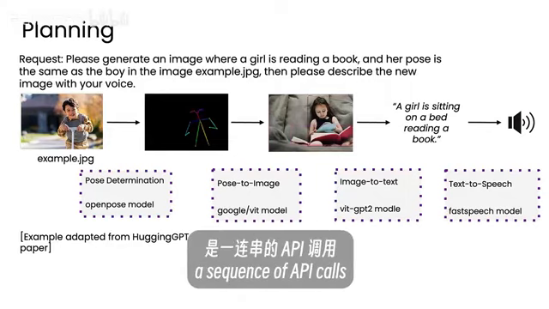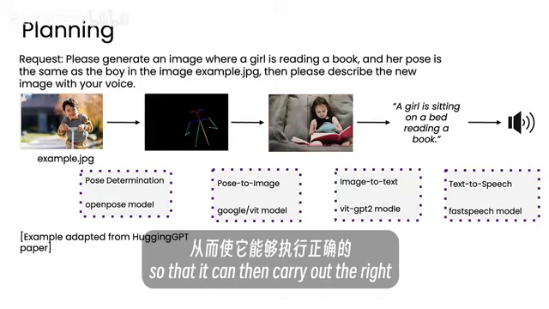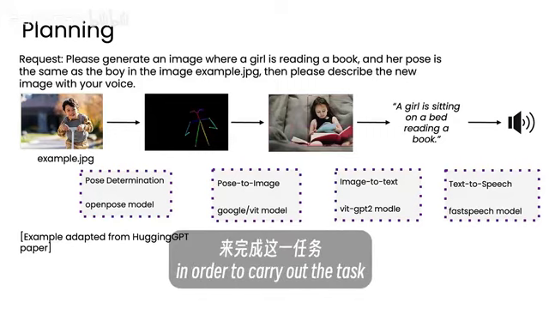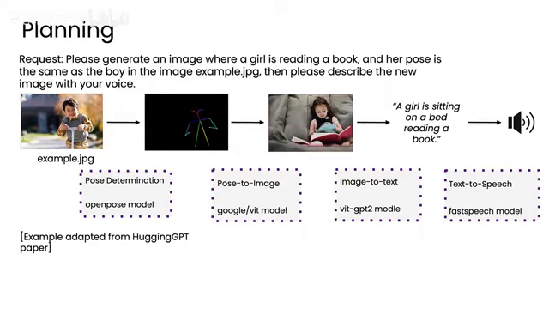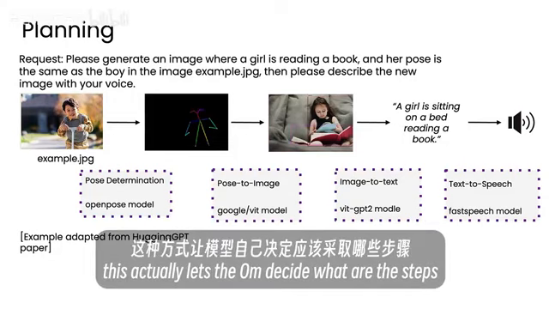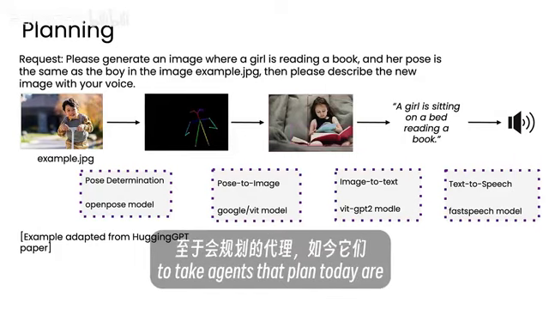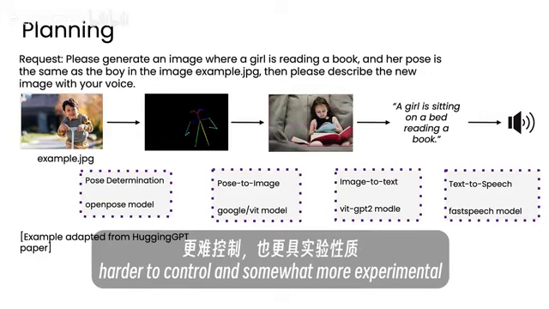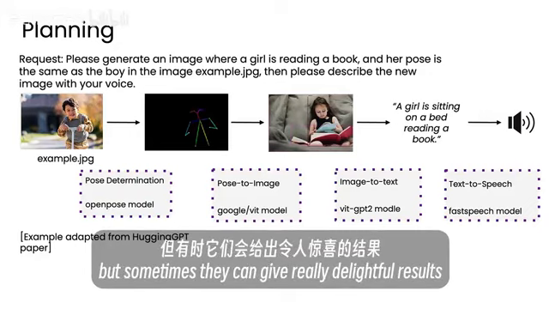In this case, it is a sequence of API calls so that it can then carry out the right sequence of steps in the right order in order to carry out the task. So rather than the developer hard coding the sequence of steps in advance, this actually lets the LLM decide what are the steps to take. Agents that plan today are harder to control and somewhat more experimental, but sometimes it can give really delightful results.